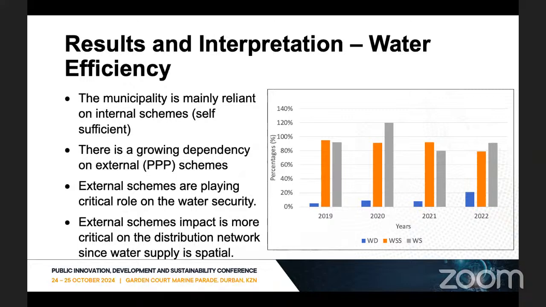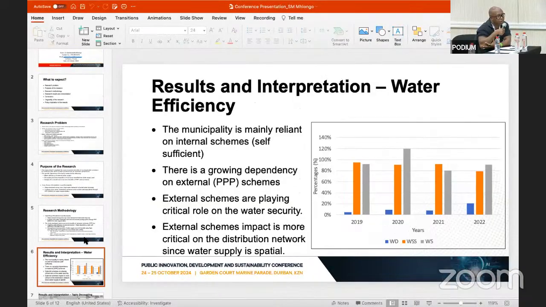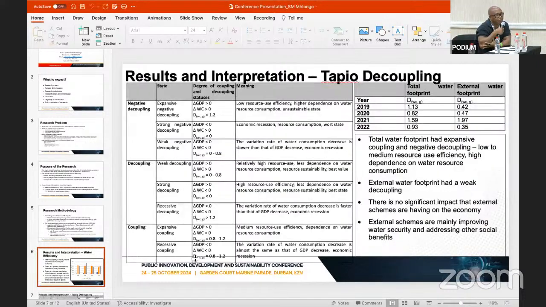Why is it frozen now? Please go on to your concluding remarks, Dr. Mhlongo. We have run out of time. If you can just conclude.